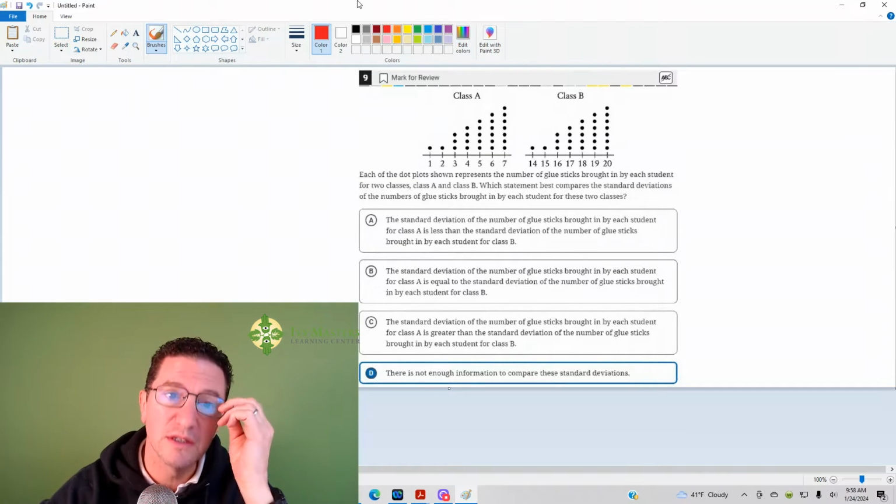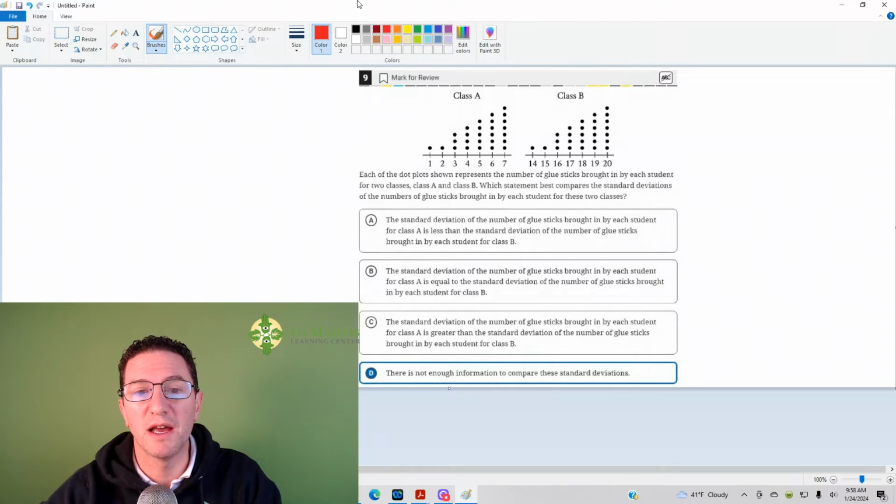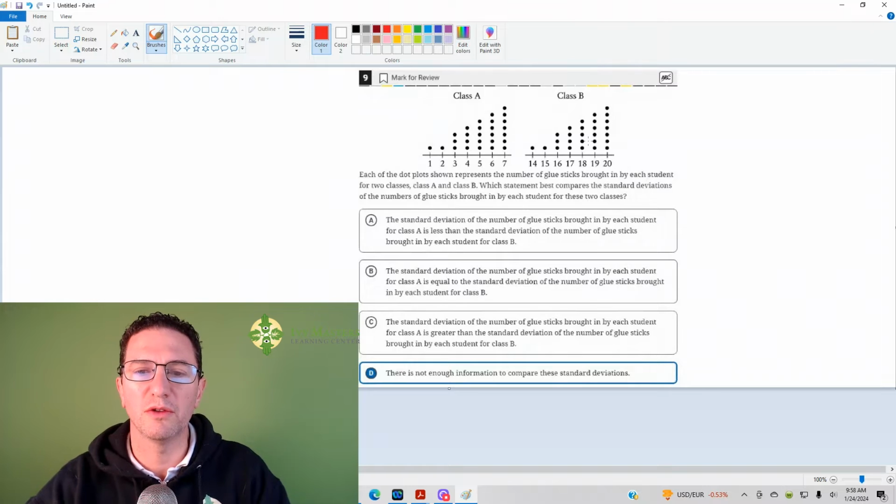Number 9 reads, each of the dot plots shown represents the number of glue sticks brought in by each student for two classes, Class A and Class B. Which statement best compares the standard deviations of the number of glue sticks brought in by each student for these two classes? So, first of all, I have no idea why someone would bring in 20 glue sticks to class. What are you going to do with all those glue sticks?